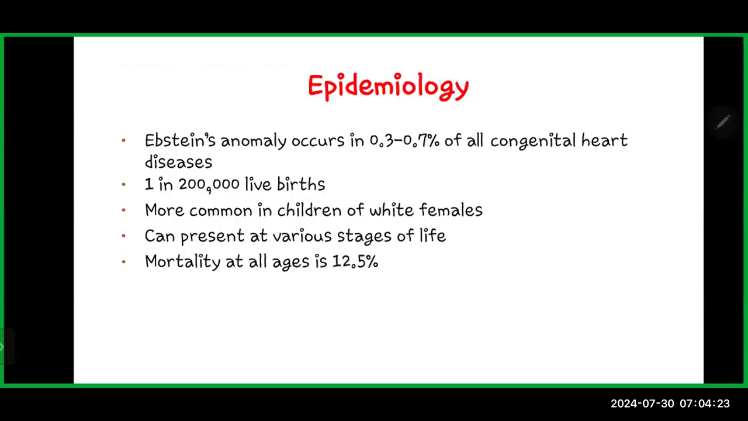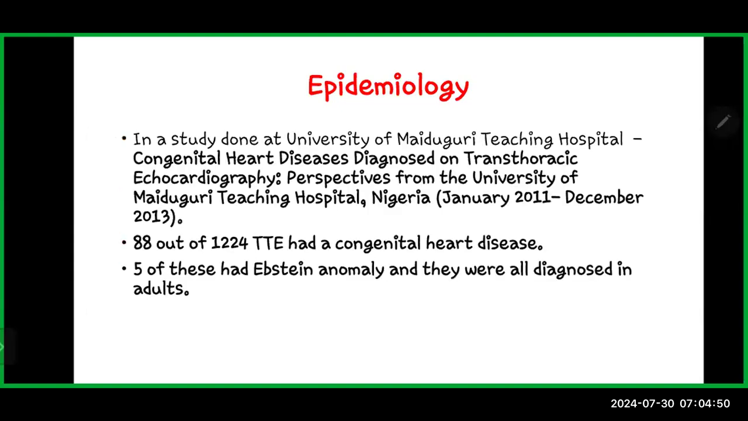Looking at the epidemiology, Ebstein abnormality occurs in 0.3 to 0.7% of all congenital abnormalities. It has been seen in 1 in 200,000 live births, and is more common in children of white females. It can present in various stages of life, and mortality at all ages is about 12.5%.